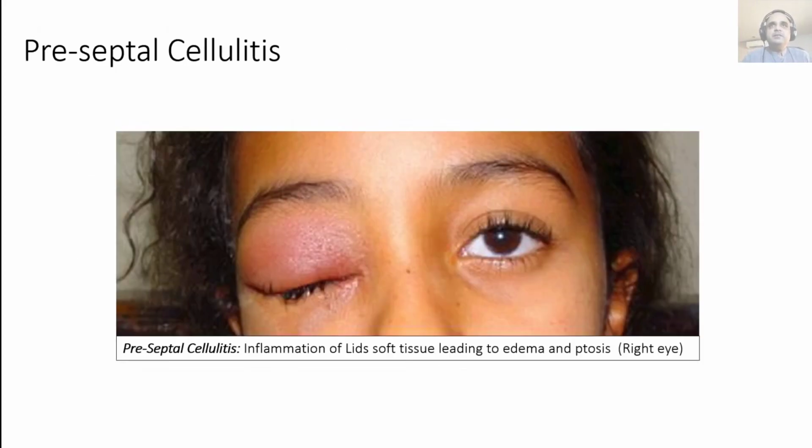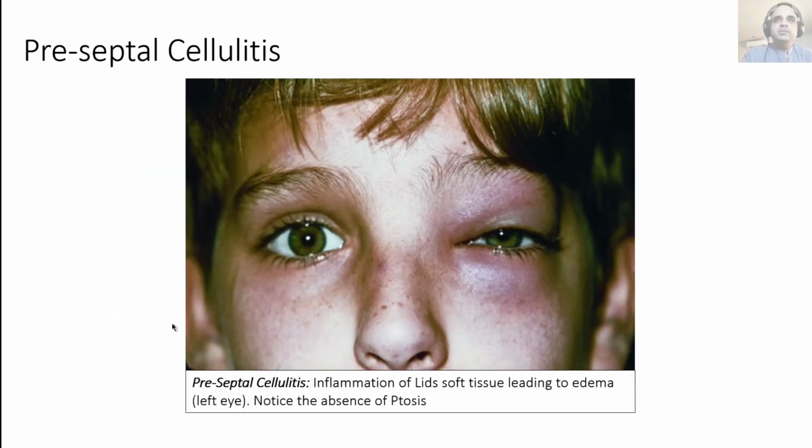So let's see some pictures. This is a pre-septal cellulitis of the right eye, and as you can see, the inflammation of the soft tissues is enough to cause ptosis. The patient can't open her eye. This is a pre-septal cellulitis of the left eye, and this time the tissues are inflamed, as you can see, but the inflammation is not as severe to cause ptosis.